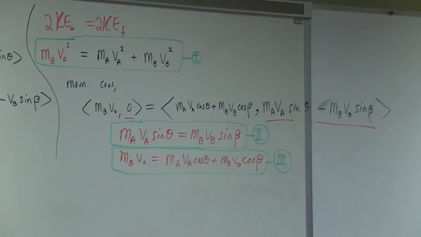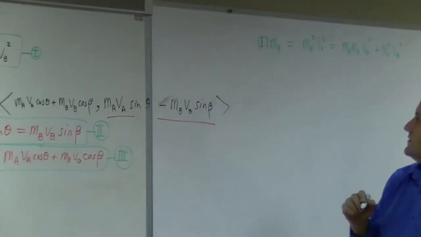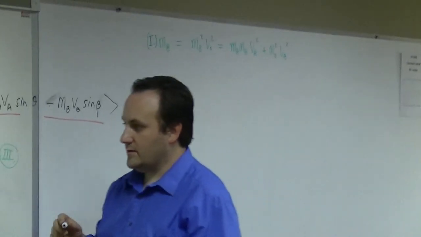Well, I guess the one thing I would do would be to multiply 1 by mb. Then that would give me what? That would give me mb squared. V naught squared is equal to what? MAMB, MA squared VA squared plus mb squared VB squared. And part of the reason I would think about doing that would be what?